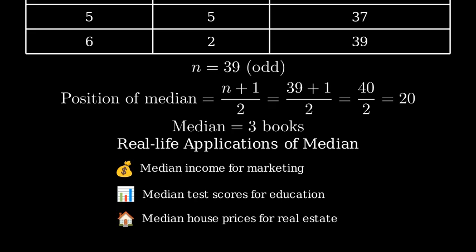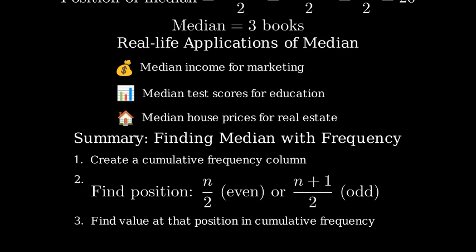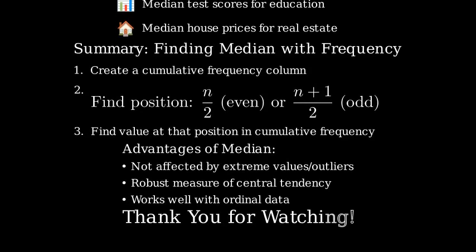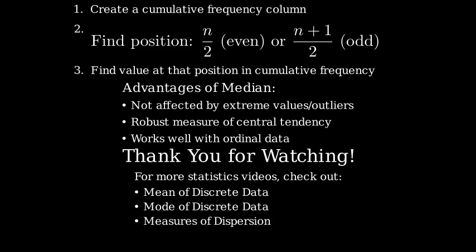Let's summarize what we've learned. To find the median of discrete data with frequency: First, create a cumulative frequency column in your frequency table. Second, determine the position of the median using n divided by 2 for an even number of data points, or (n plus 1) divided by 2 for an odd number. Third, find the value corresponding to that position in the cumulative frequency column. The median is useful because it's not affected by extreme values or outliers, making it a robust measure of central tendency.